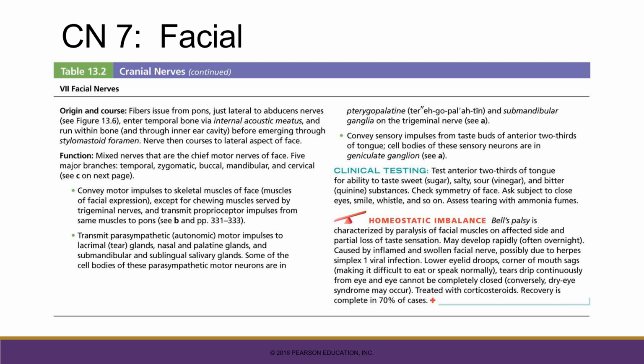Partial loss of taste sensation. So Bell's palsy, characterized by paralysis of facial muscles on the affected side and partial loss of taste sensation, may develop rapidly overnight, caused by inflamed and swollen facial nerve, possibly due to herpes simplex 1. The lower eyelid droops, we call that ptosis or blepharoptosis. Corner of the mouth will sag, making it difficult to eat or speak normally. Tears can drip continuously from the eye, and the eye cannot be completely closed. Conversely, we could also see dry eye occur as well. They treat it with corticosteroids, and recovery is complete in about 70% of cases. We have other ways to treat that as chiropractors in general as well.